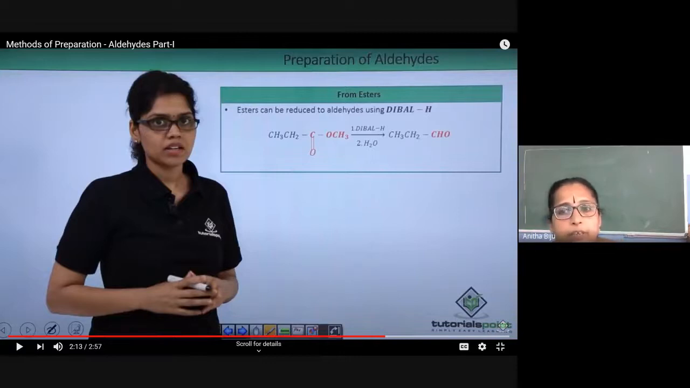This is the second significance of DIBAL-H. DIBAL-H is capable of converting ester into aldehyde. You can see the compound CH3CH2COOCH3. This is one ester. This is the functional group of ester, COO, RCOOR'. When this reducing agent is treated with ester, the corresponding aldehyde is obtained.